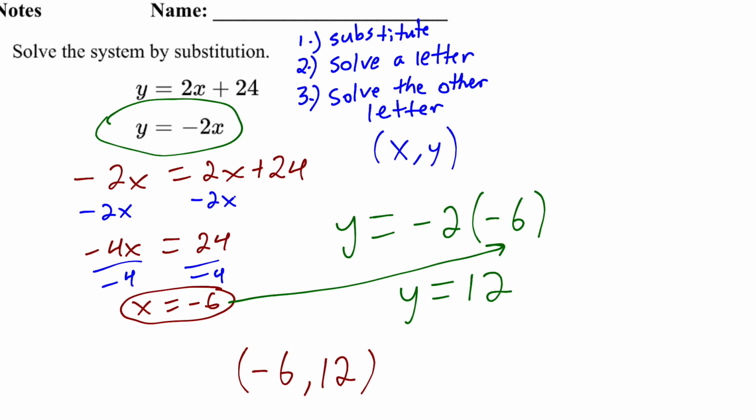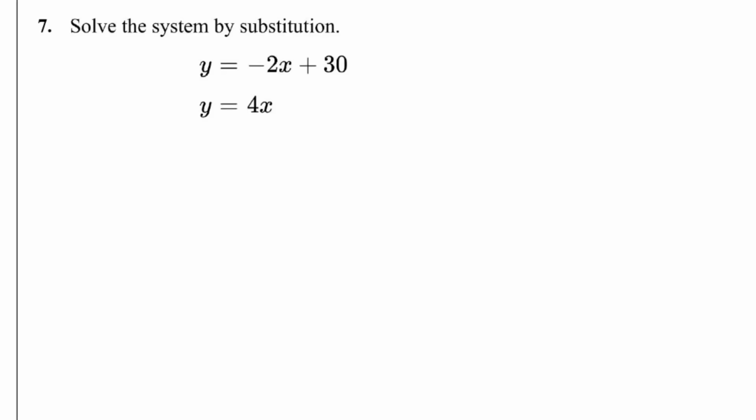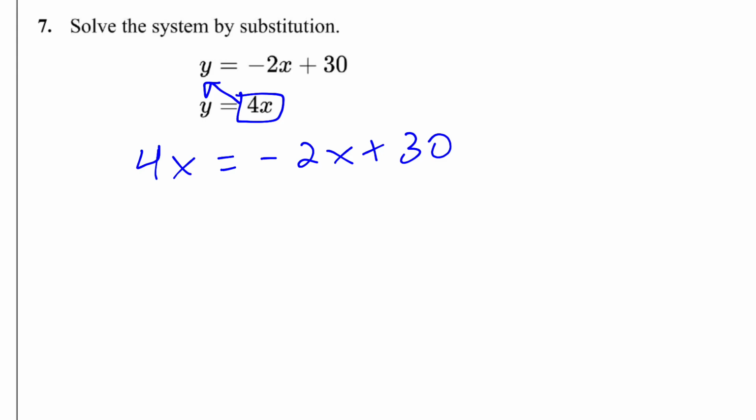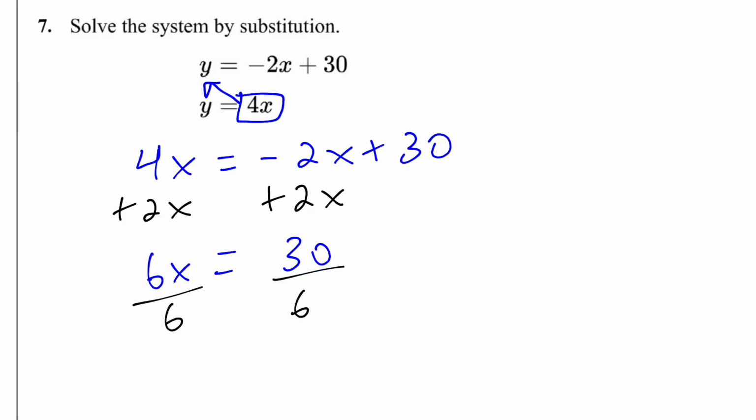So those are the 3 steps and how you do substitution. First step here is set them equal to each other. So I'm going to take what y is equal to and plug it into the other. At this point, I want to get x by itself. It's on both sides of the equal sign, so let's add the 2x over here, which will cancel it out on the right. And I have 6x is equal to 30. We'll divide by whatever's in front of the variable, so that we have x is equal to 5.